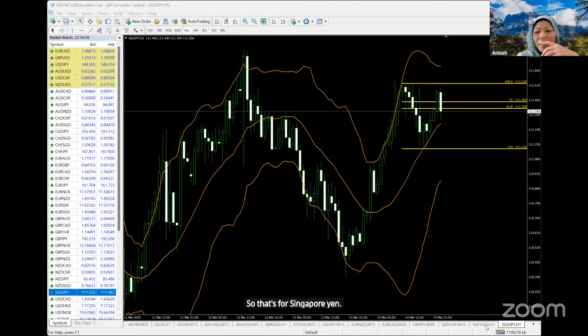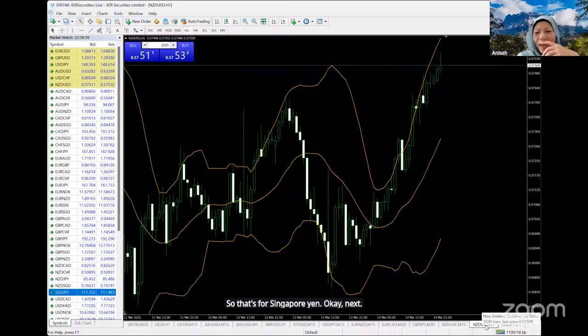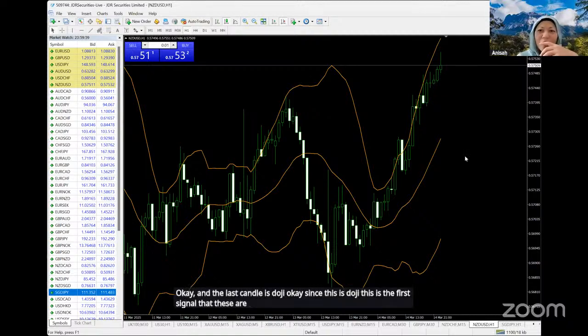Okay, next we're looking at Kiwi dollar. Kiwi dollar has a steep uptrend, and the last candle is a doji. Since this is a doji, this is the first signal that this uptrend could be reversing.